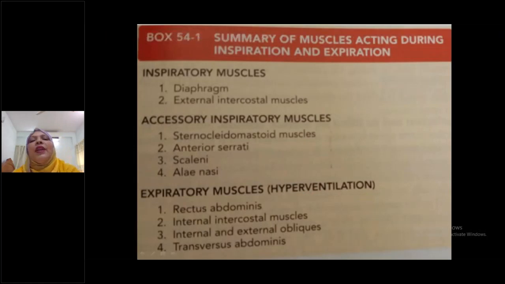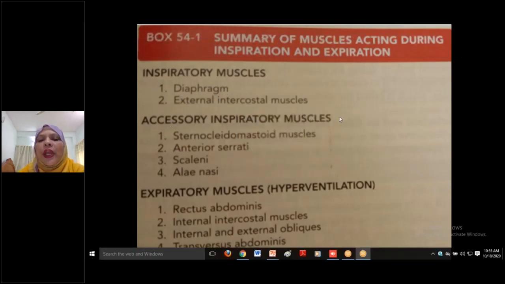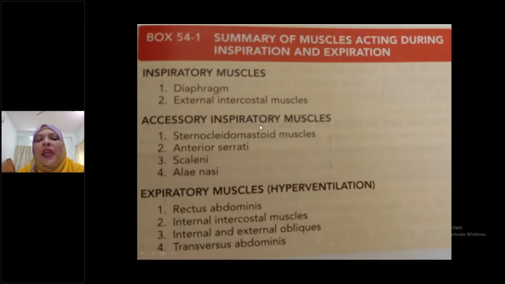Okay, see the summary of the muscles of inspiration and expiration. I have taken this slide from South Asian Guidance, second edition, চার্টটা নিয়েছি। দেখো, already we discussed everything. Inspiratory muscles: main muscles, the diaphragm, external intercostal muscles, and accessory inspiratory muscles during forceful inspiration. First muscle is, of course, the diaphragm. Second, external intercostal muscle. Third, sternocleidomastoid muscle. Fourth, anterior serratus muscle. Fifth, scalene muscle, and sixth, alae nasi muscles for forceful inspiration.